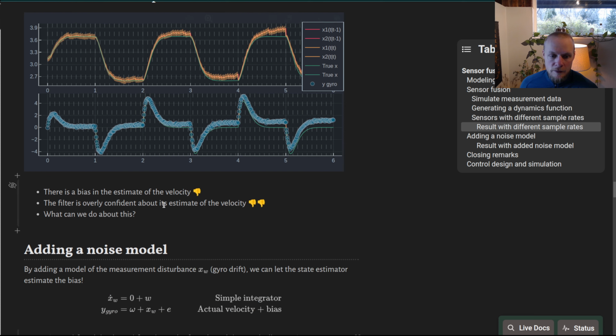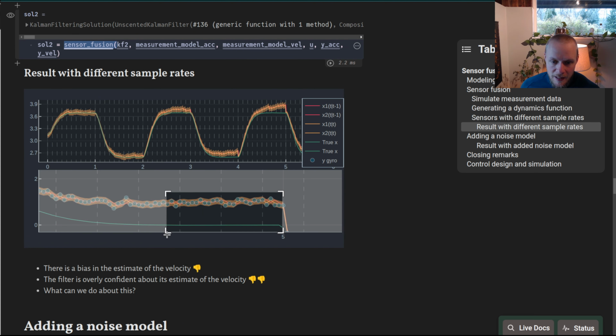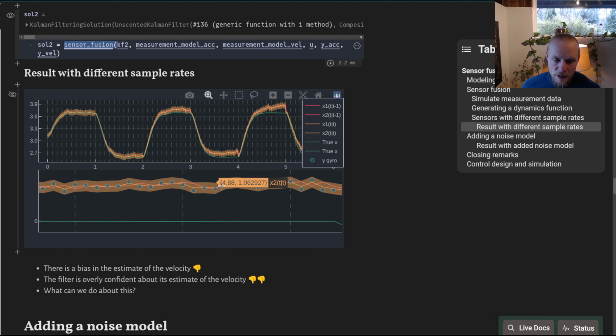Another problem is that the filter is overly confident about its estimate of the velocity. I plot some confidence bands here in yellow, and we see that the confidence bands are quite tight. They include the data, but they are not overlapping at all with the true value. So it's confident when it shouldn't have been. Ideally, the confidence bands should include the true state here, but they don't. So how can we solve that? We know that the problem here is the slow drift of the gyroscope.